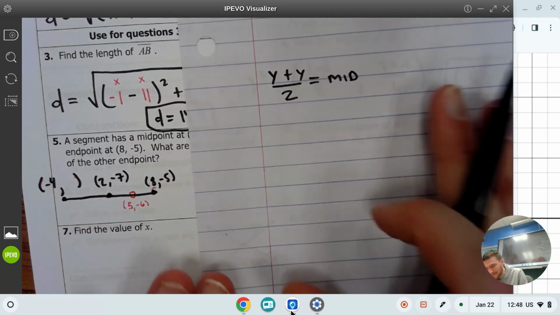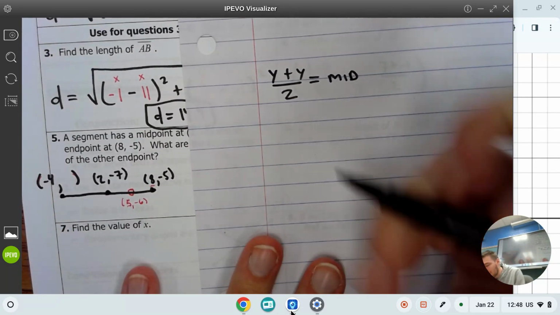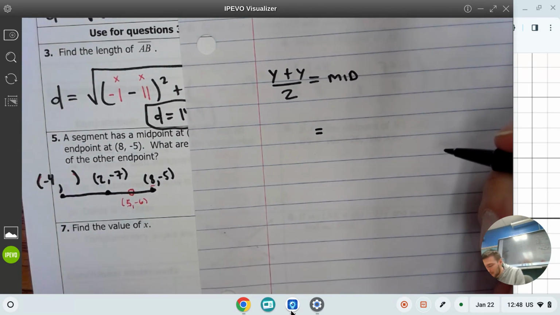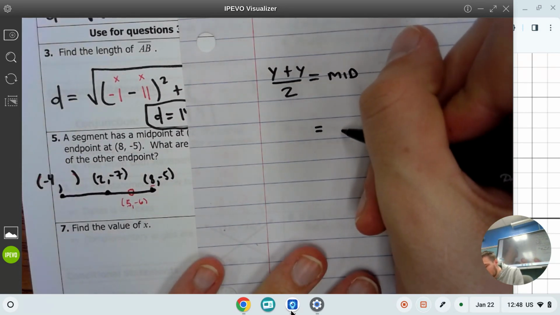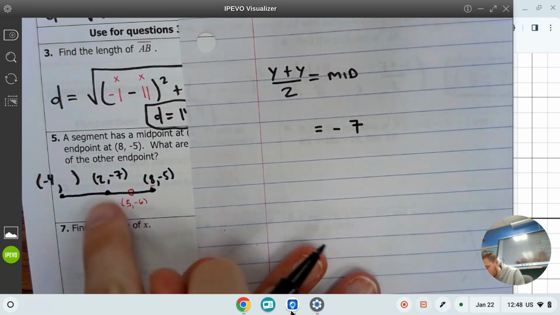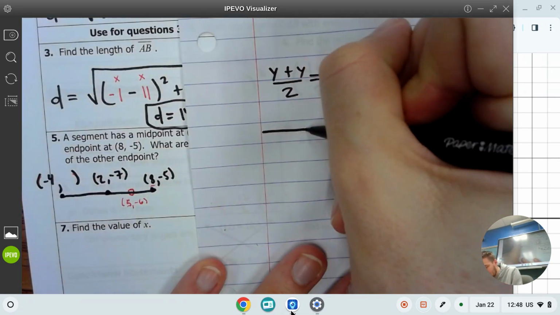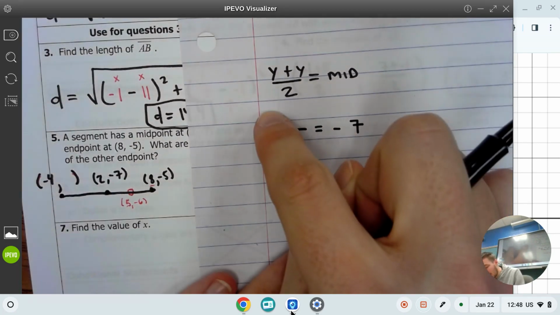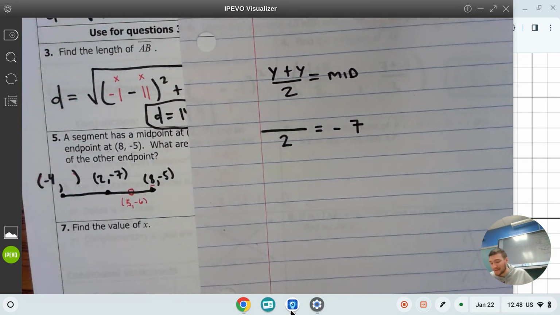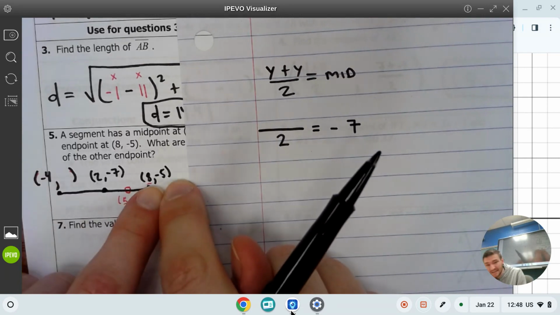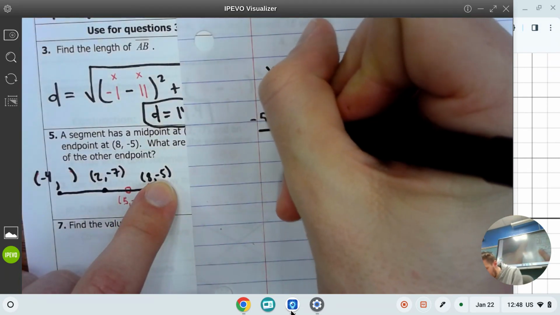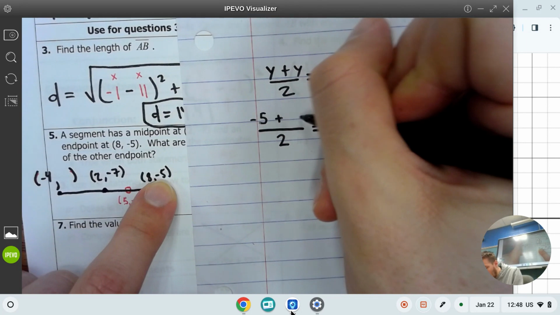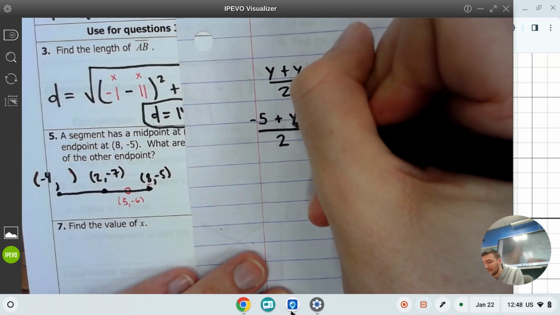Y plus y equals mid, okay? We know the middle y value. What's the y value of the midpoint? Negative 7, right? Over 2. Then on top, we only know one of these endpoints, right? We know that this endpoint is negative 5. But I don't know the other one, so that's why I leave my y there.